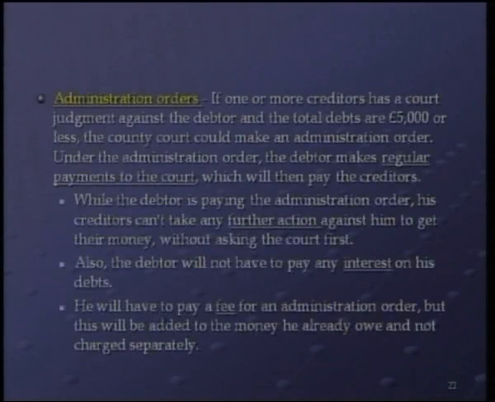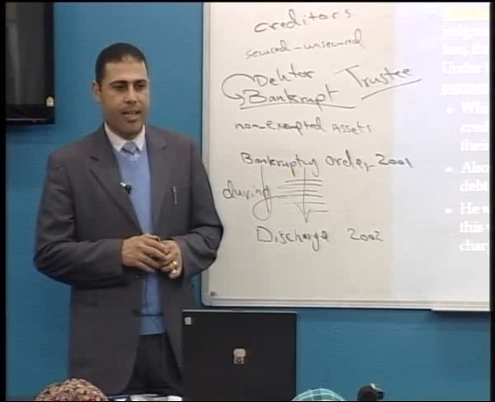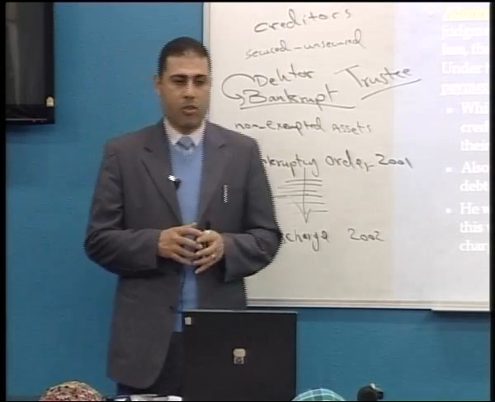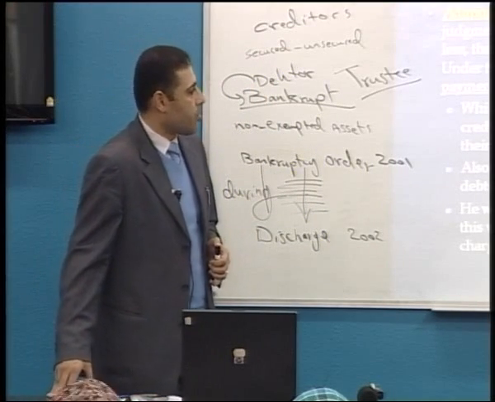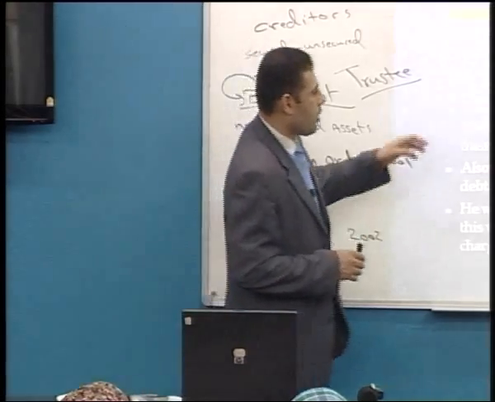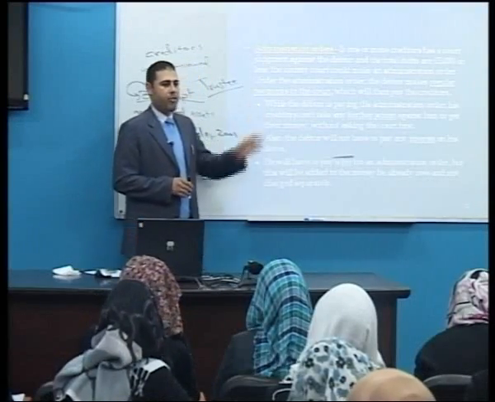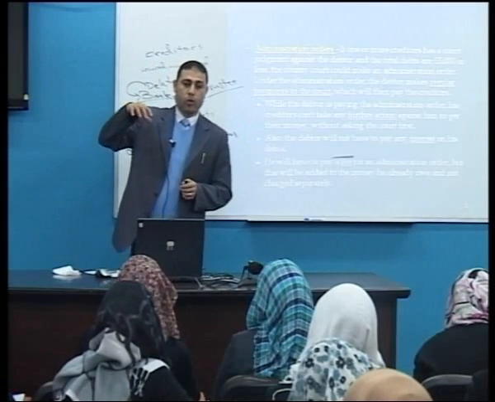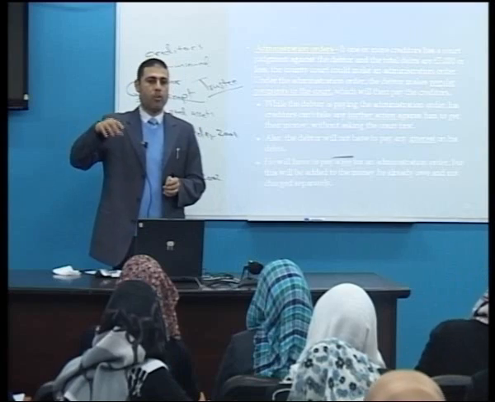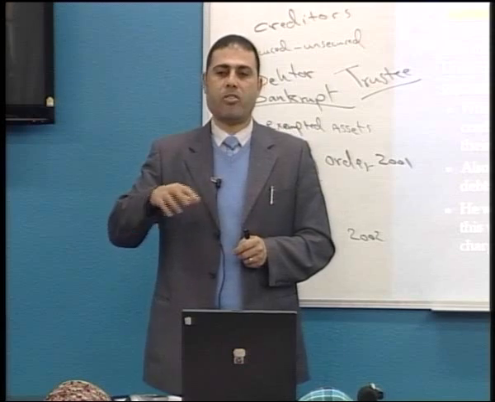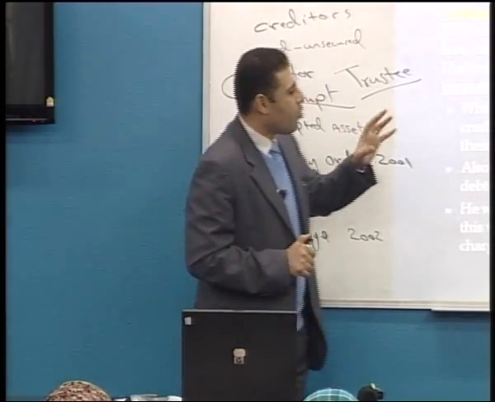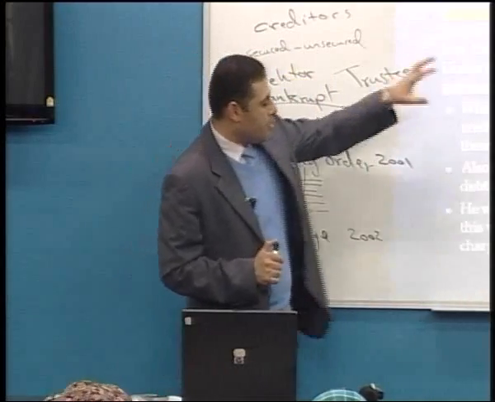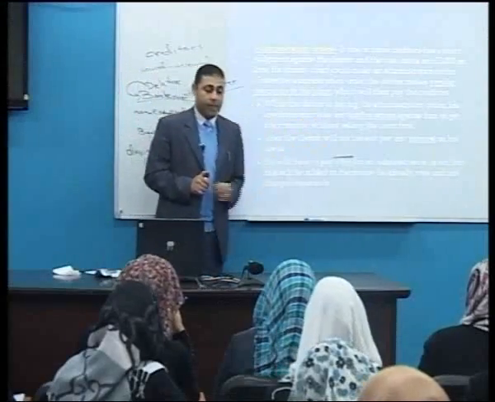Number 3, we have the administration order. As I said, if the debt was less than £5,000, which is a small amount of money, there is no point in having bankruptcy. It's not fair to have a bankruptcy. Then we have a decision made by the court in which payments have to be made by the debtor to the court, and the creditors would come to collect their payments from the court until he pays the whole amount of money. In this situation, no further actions can be taken.